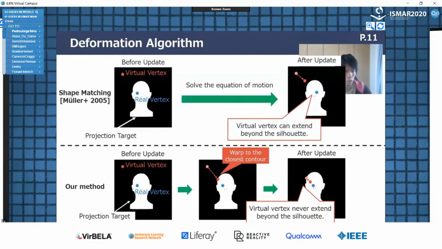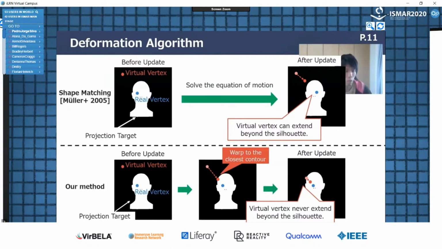This is an extension of the shape matching method. First, here's the update. We suppose that the previous virtual vertex and the corresponding nearest real vertex and the white silhouette of the target are in this positional relationship. The shape matching method is applied without extension, but the previous virtual vertex is too far out of the silhouette, so the virtual vertex can extend out of the silhouette after the update.